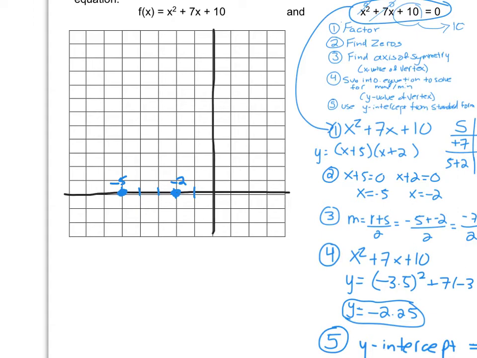Our vertex is at negative 3.5 for x and negative 2.25. So this is 2, negative 2, and a little bit lower than negative 2.25. So we're right in the middle between negative 5 and negative 2, and just below negative 2 for our y value of our vertex. So this vertex will indicate that it's at negative 3.5, negative 2.25. Then we'll draw our parabola going up and crossing through a y-intercept of 10.